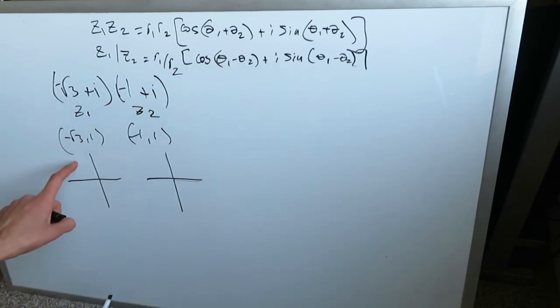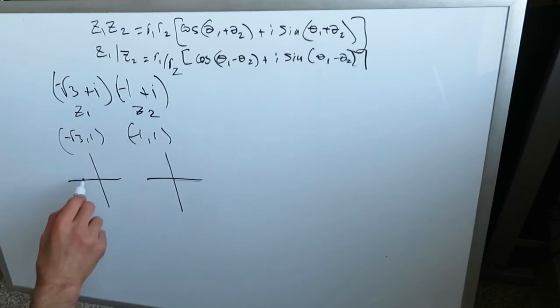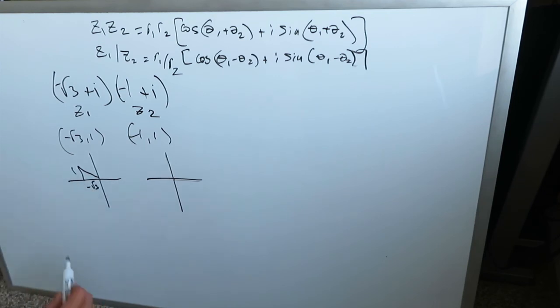Minus root 3 comma 1. We're talking here about quadrant number 2. Minus root 3 this way and then 1 up this way. Minus root 3 and 1. We're looking here at a 30, 60, 90 degree angle.